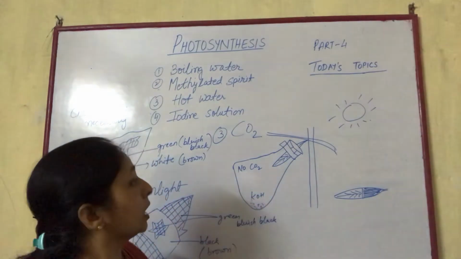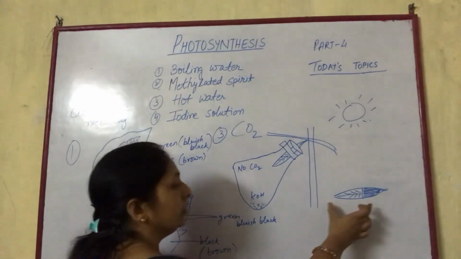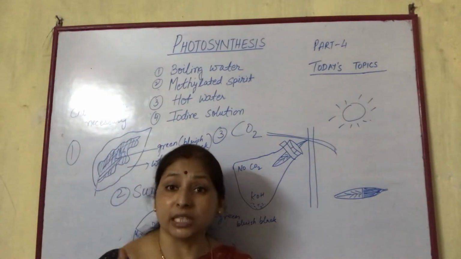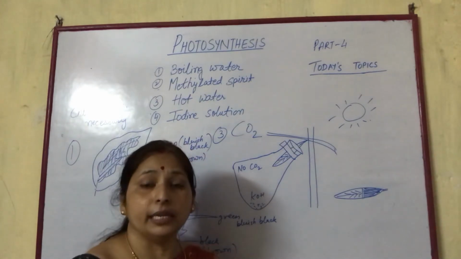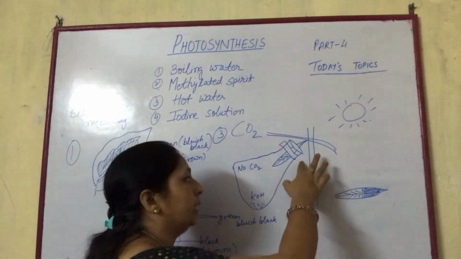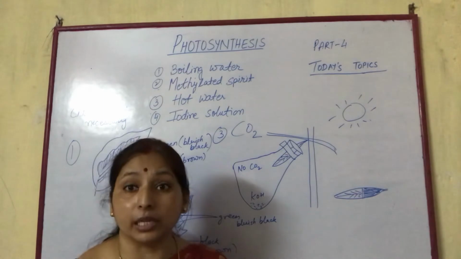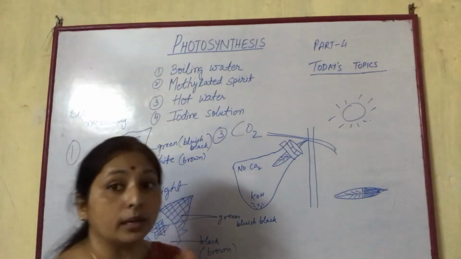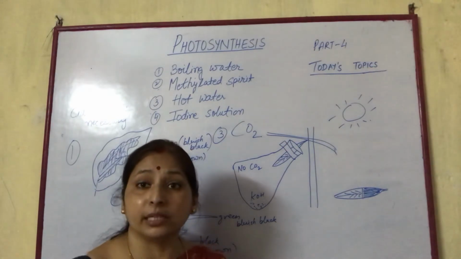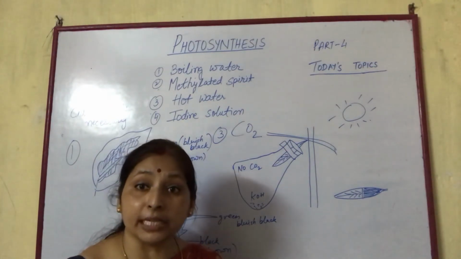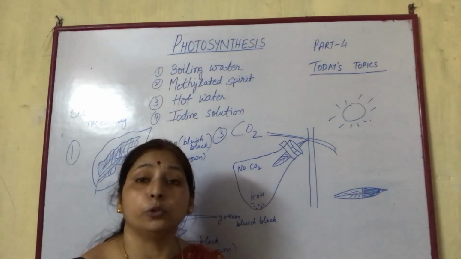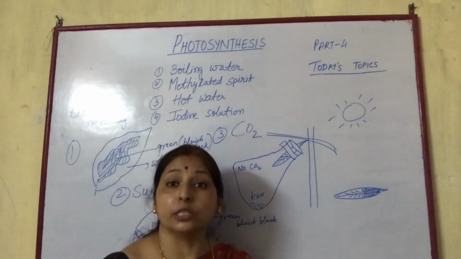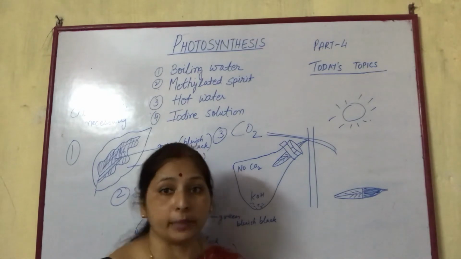So after some time, the leaf is taken out, and in this case also a discharged leaf is taken, and then it is placed like this and kept in sunlight. All these leaves are kept in sunlight for the experiment, for 2-3 hours. After discharging, it is kept for 2-3 hours in sunlight for the process of photosynthesis to take place.